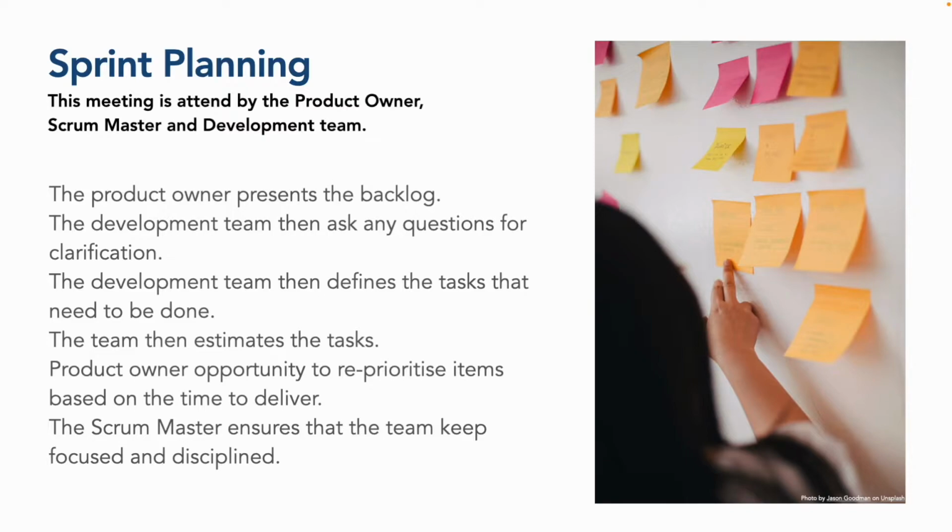So the product owner presents the backlog and presents which items are the highest priority in that backlog. The development team then asks any questions for clarification. The development team then defines the tasks that need to be done. The team then estimates those tasks. The product owner has the opportunity to reprioritize those items based on the time to deliver. The Scrum Master then ensures that the team keep focused and disciplined.